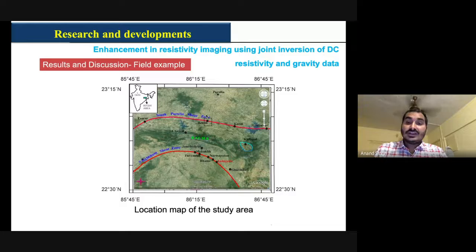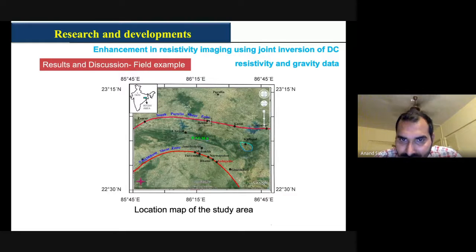The field data belongs to a place very near, I think, to NIT Raipur. It is in the West Bengal district. We call it the South Purulia Shear Zone. I think Raipur will belong to somewhere here. Jamshedpur you can treat over here. At least it is very far away from IIT Bombay, but very near to NIT Raipur.